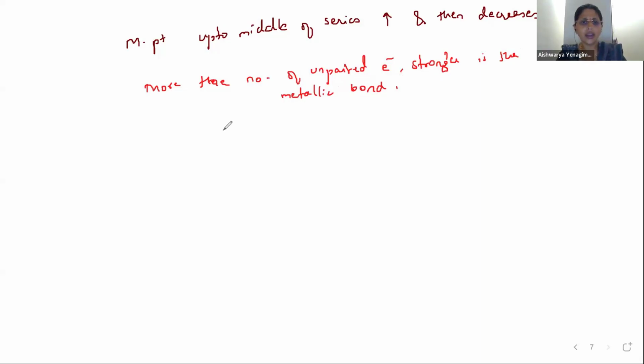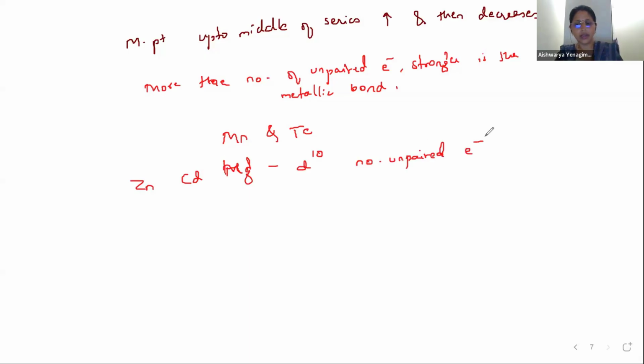But if you look at Mn, manganese, and technetium, these are exceptional in their anomalous behavior. As they have anomalous values, they have different values. When we talk about zinc, cadmium and mercury, Hg, all the d orbitals are fully filled. Yes or no? They do not contain any unpaired electrons.